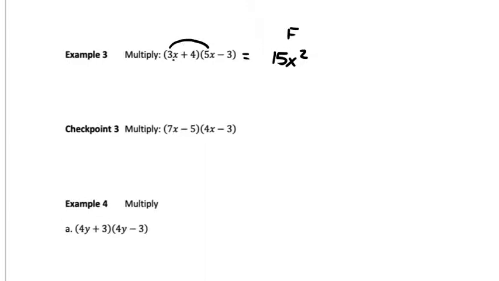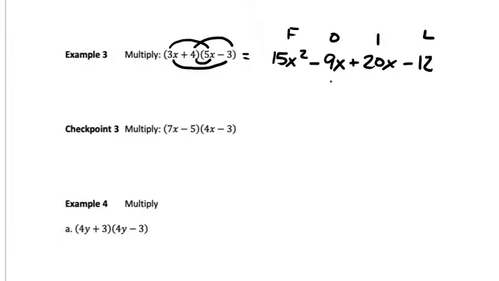For outside, 3x times negative 3. If there's a negative sign, you have to remember that. So that's minus 9x. Inside is plus 20x. So that's O and I. And then last is 4 times negative 3, which is minus 12.